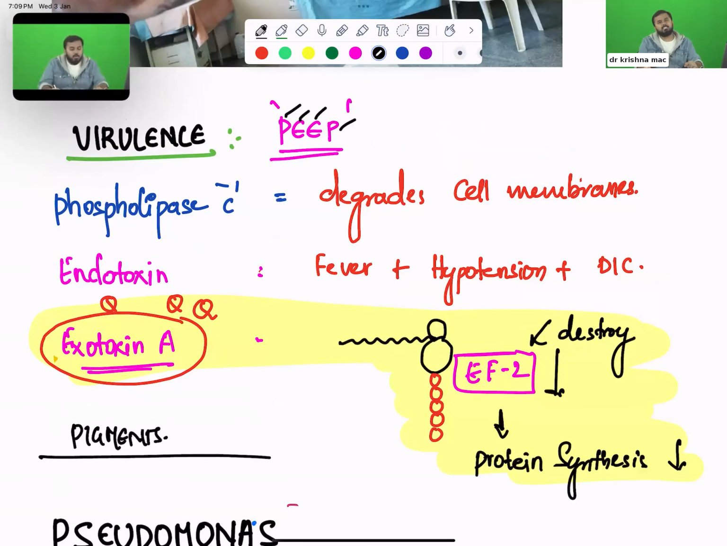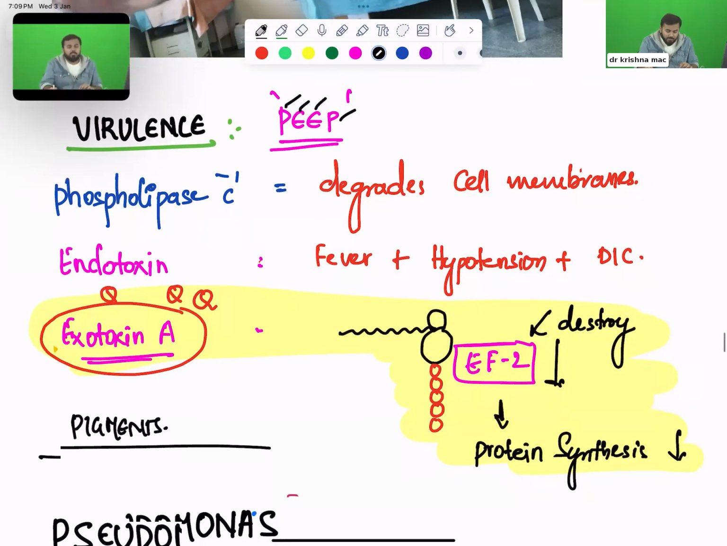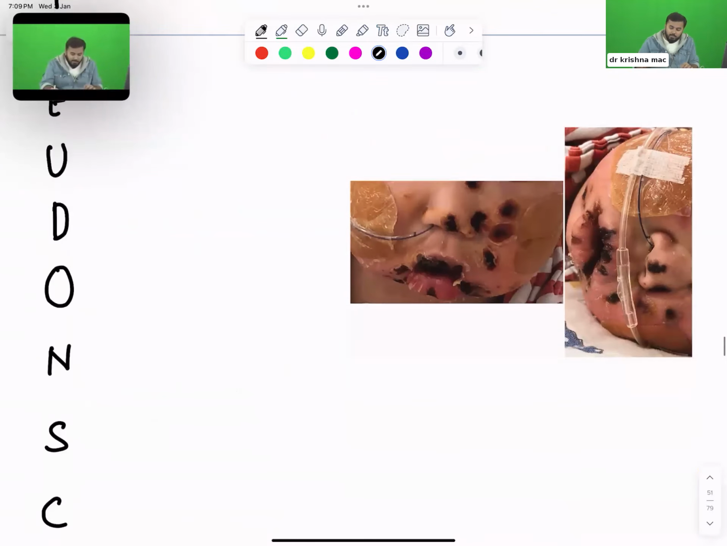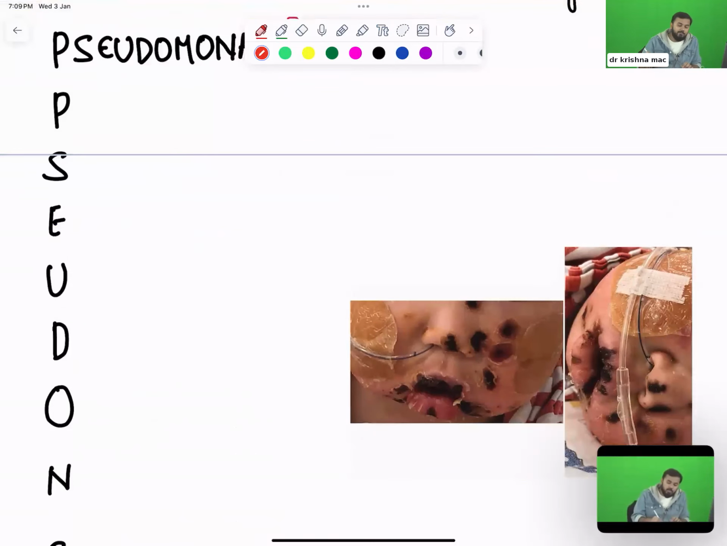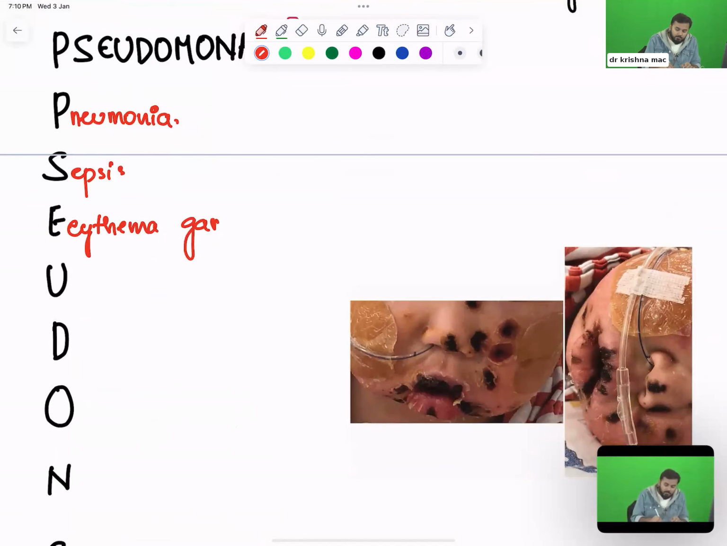Sir, what are the diseases that are caused by this? Just remember the diseases by the mnemonic here, Pseudomonas. So what does this Pseudomonas stand for? P stands for pneumonia. S stands for sepsis. E stands for ecthyma gangrenosum. What do you mean by ecthyma gangrenosum?